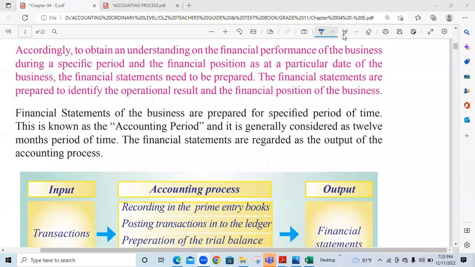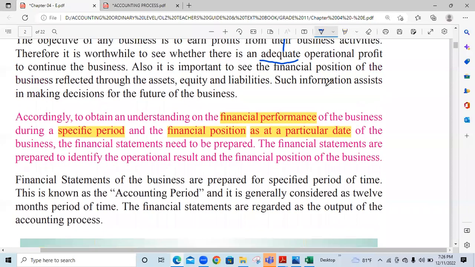Please underline this. One statement is prepared to identify the financial performance. The other one is prepared to identify the financial position. Underline whatever I'm underlining. First of all, underline. Now, guys, see here.